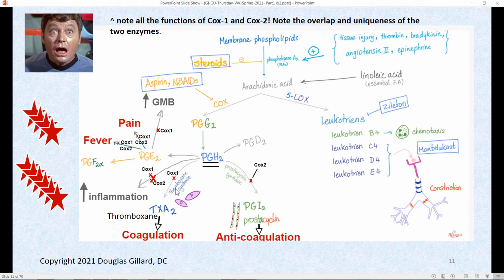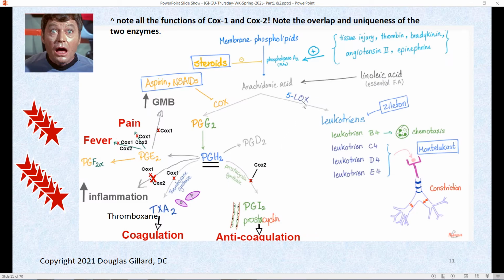PGH2 can also, via COX-1, and this is important, be acted on to create thromboxane, which is a coagulant. So if you're bleeding and you have blood in the injury, you want to coagulate that. You want to stop the damaged tissue from bleeding. This is an important mechanism. Now notice that over here, COX-2 catalyzes a reaction of PGH2 to do just the opposite. It makes prostacyclin, which is an anticoagulant. It's kind of the yin and the yang here with coagulation and anticoagulation.